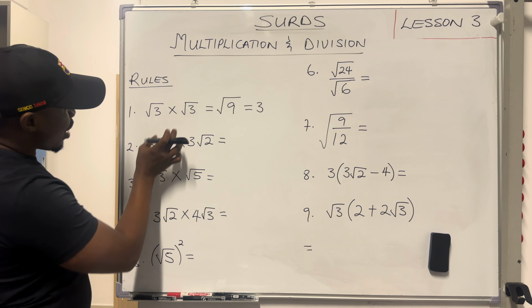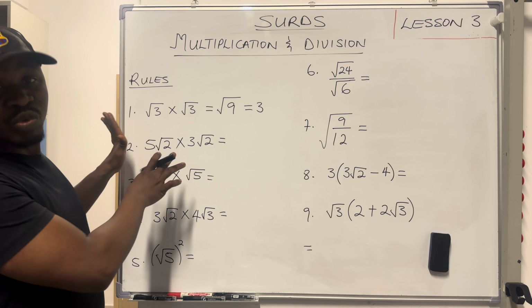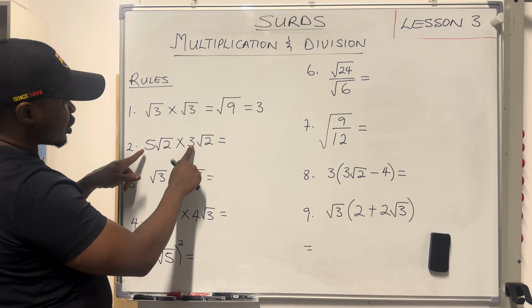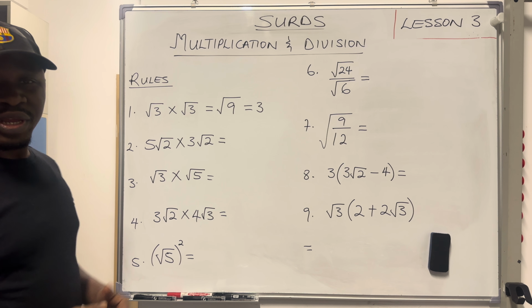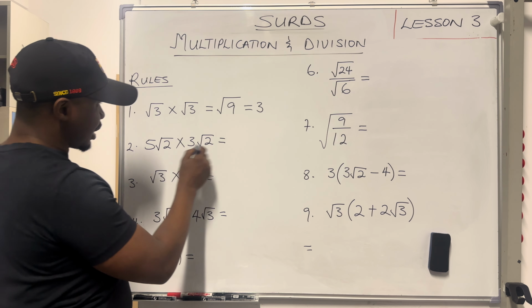Okay. Now, nothing is outside. Why? Because I just decided to start it that way. Now, this and this, they are the same. But this time around, there is something outside. So we deal with those outside first. We say 5 times 3, 15.